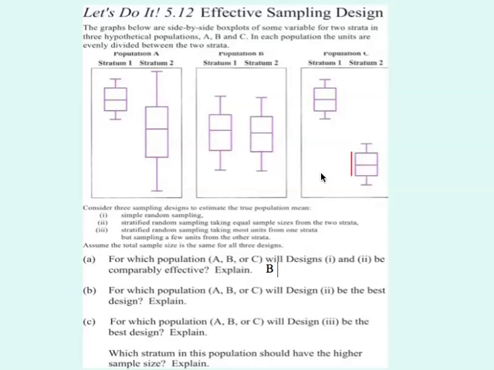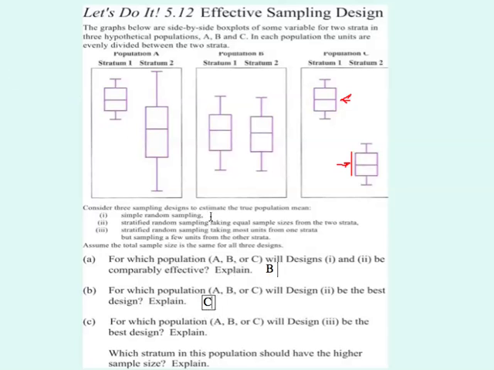So they have the same amount of variability, but on the other hand, if you take a look at their medians, their medians appear to be very different from each other. So in that case, it would look like population C would be best for you to take a simple random sample from each stratum, but it's okay to take the same size sample from each because they have the same amount of variability.